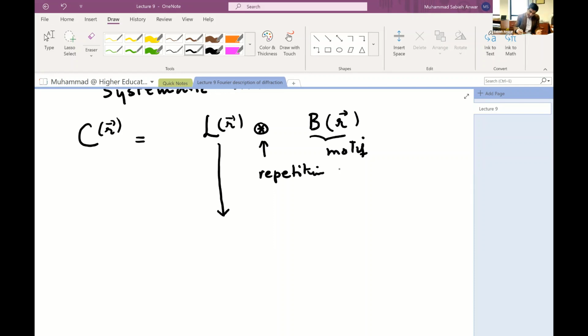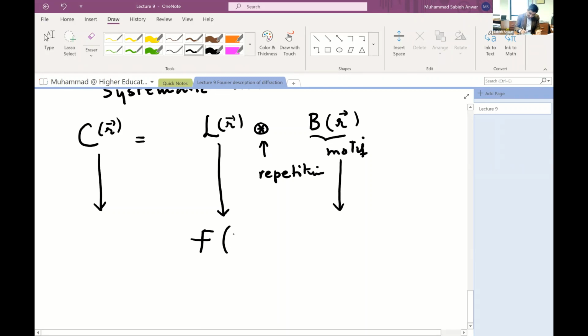So if I were to, let's draw some pretty flow charts. If I were to take the lattice and find out its Fourier transform, so let me represent the Fourier transform by this letter F, and I were to take the Fourier transform of the basis, and I can also take the Fourier transform of the crystal.